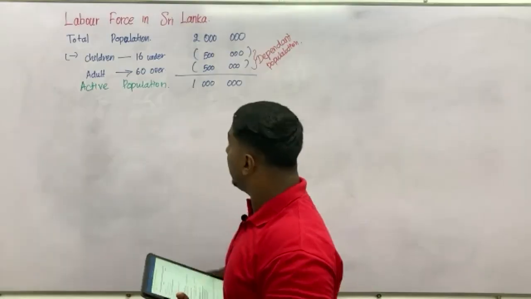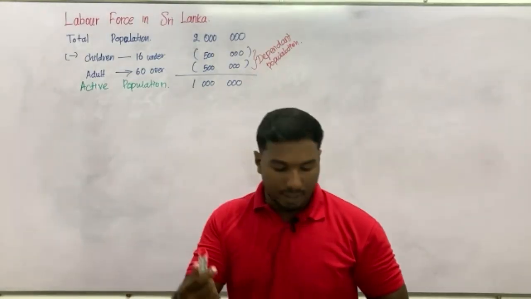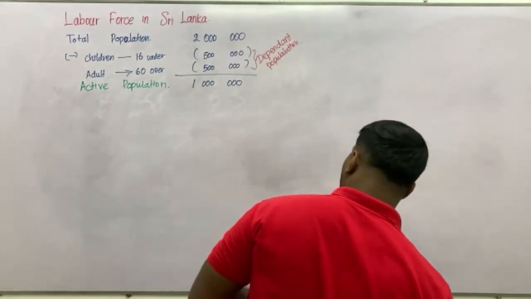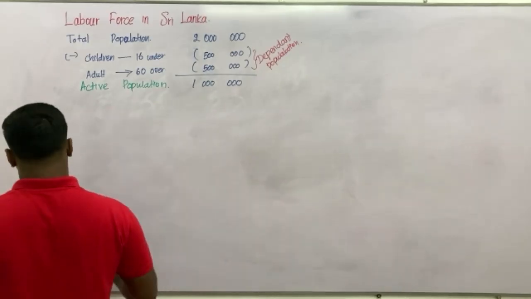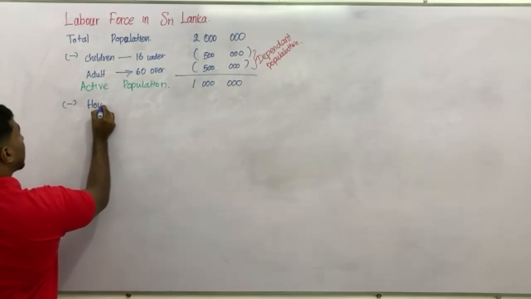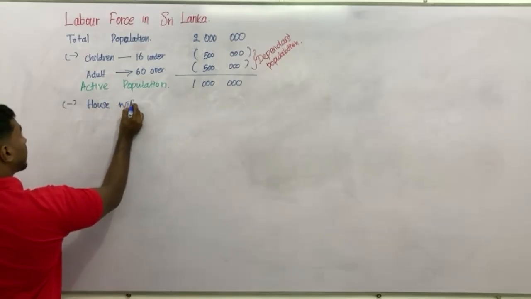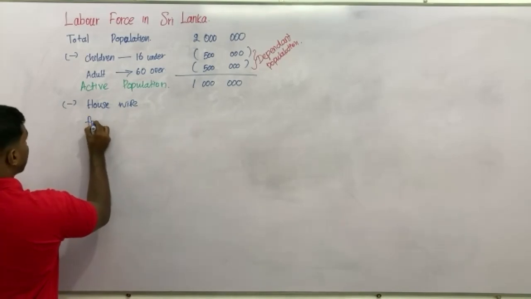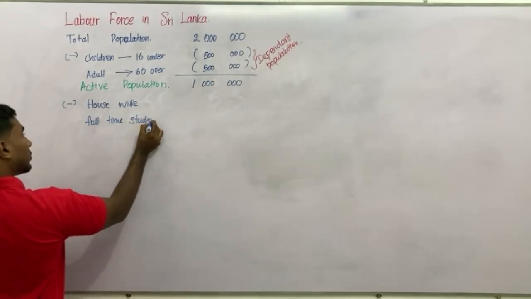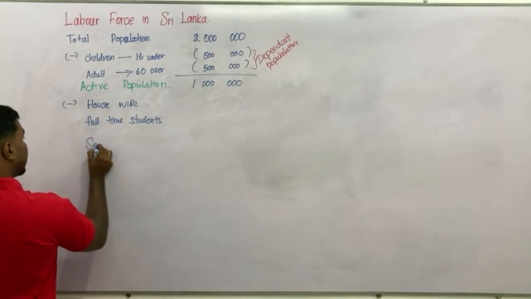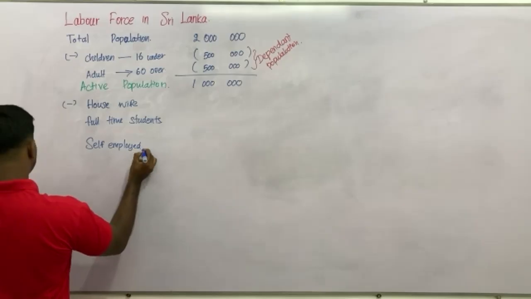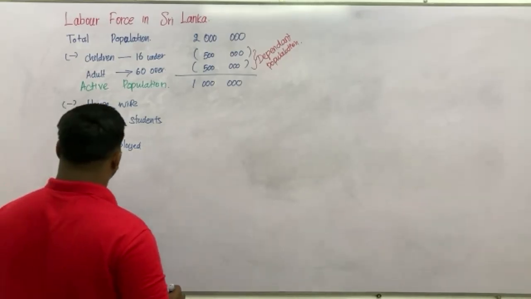These people are the dependent population. Dependents. Okay. So from the active population, we have to reduce housewives and full-time students and self-employed. Okay.